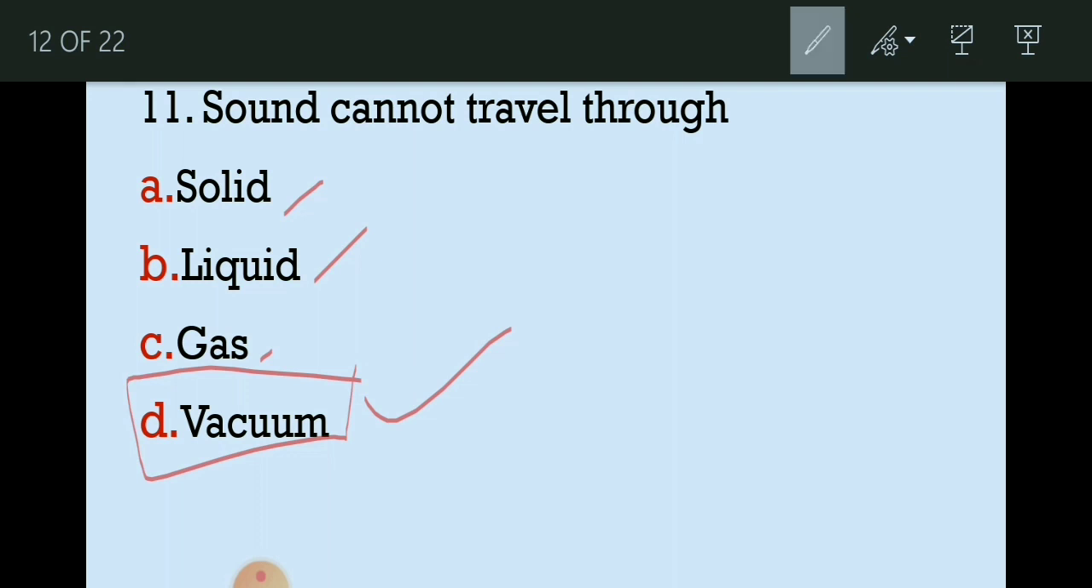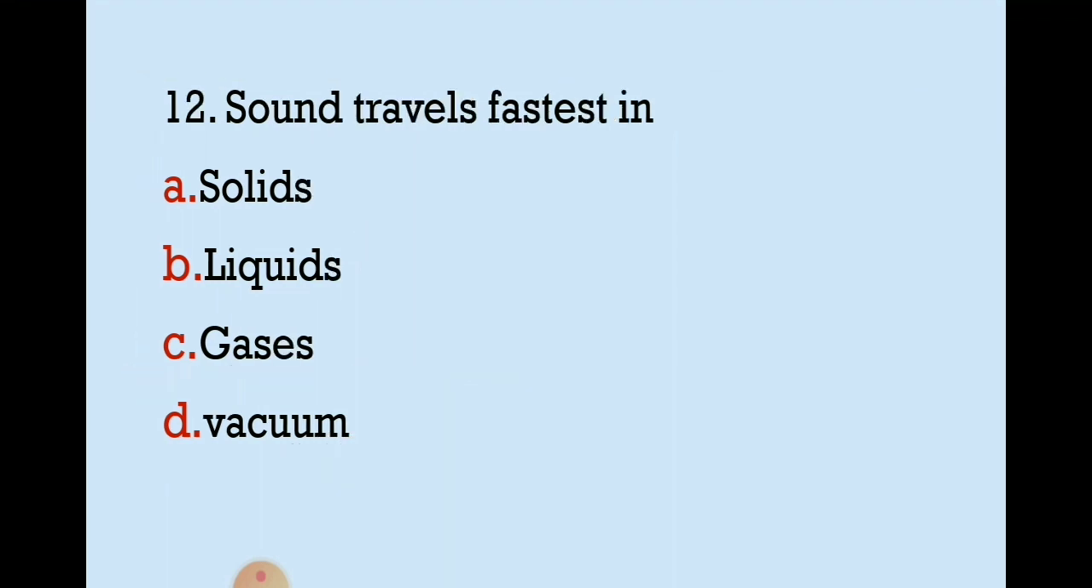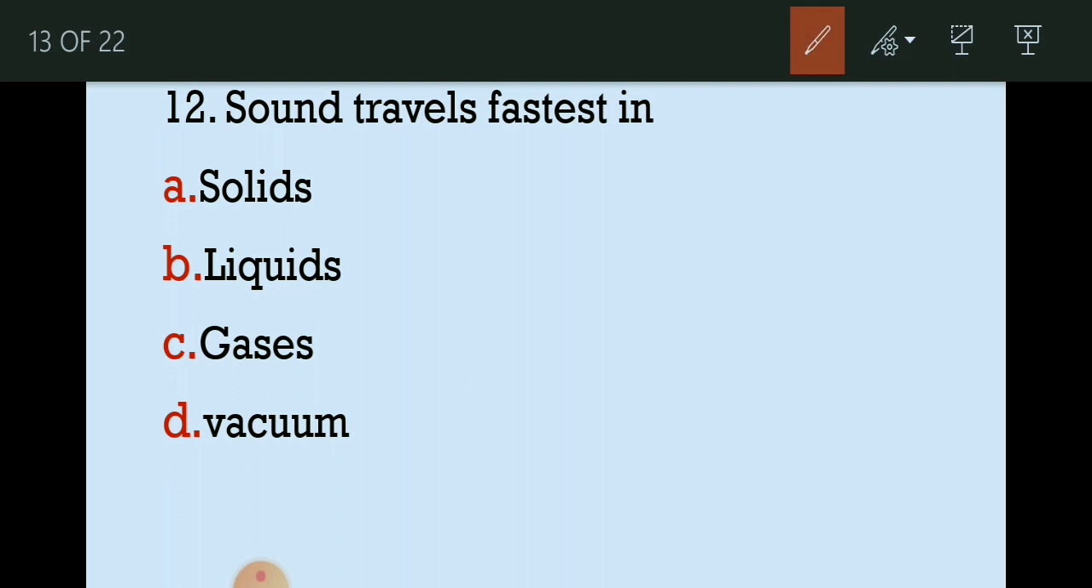Okay, let's move on to question number 12. What is given? Sound travels fastest in. We have to know in which of the following options sound travels fastest: solids, liquids, gases, and vacuum. We already learned in the previous question that it cannot travel in vacuum, so this answer will be wrong. In case of solids, it actually travels fastest.